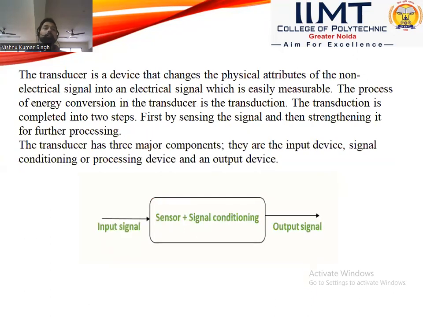The transducer, on the other hand, is a device that changes the physical attributes of a non-electrical signal into an electrical signal, which is easily measurable. The process of energy conversion in the transducer is transduction. The transduction is completed in two steps: firstly, by sensing the signal and then strengthening it for further processing. The transducer has three major components. These are the input device, the signal conditioning or processing device, and an output device.